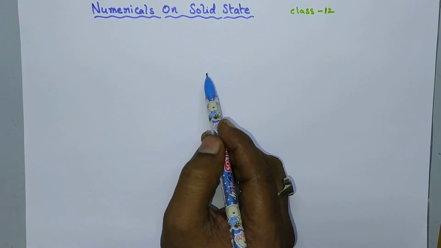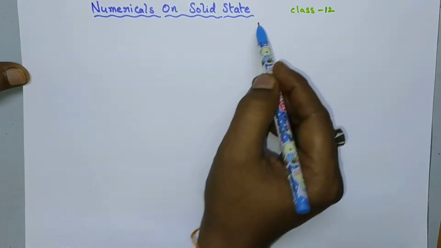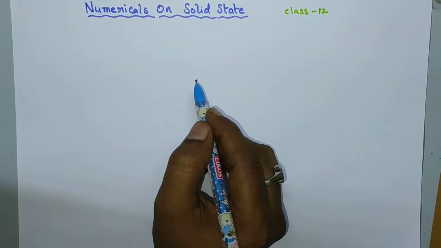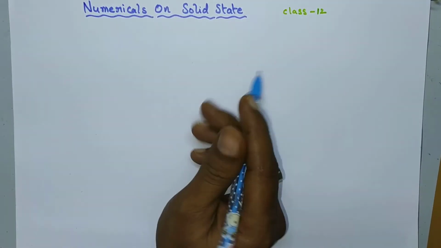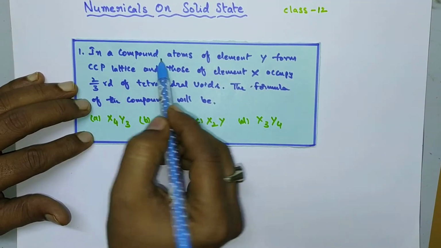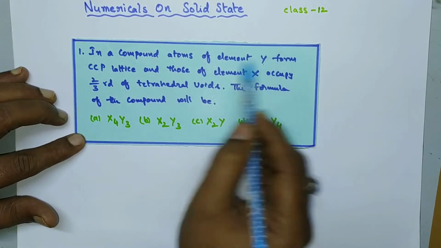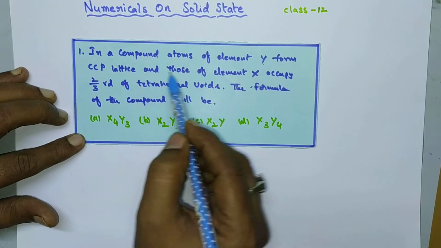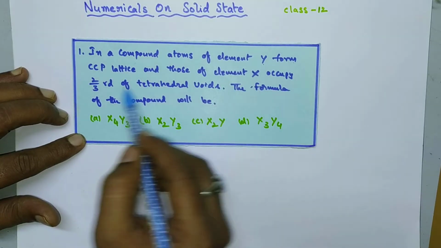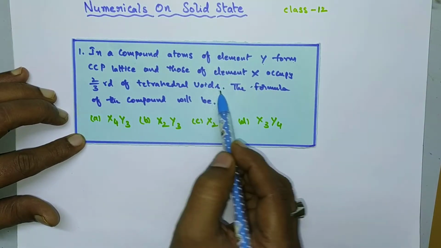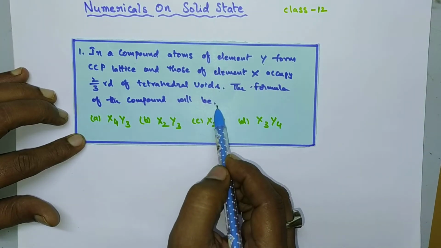Now let us go to some questions based upon the solid state. The first question is: in a compound, the atoms of element Y form a cubic close packing lattice and those of element X occupy 2/3 of the tetrahedral voids. The formula of the compound will be.